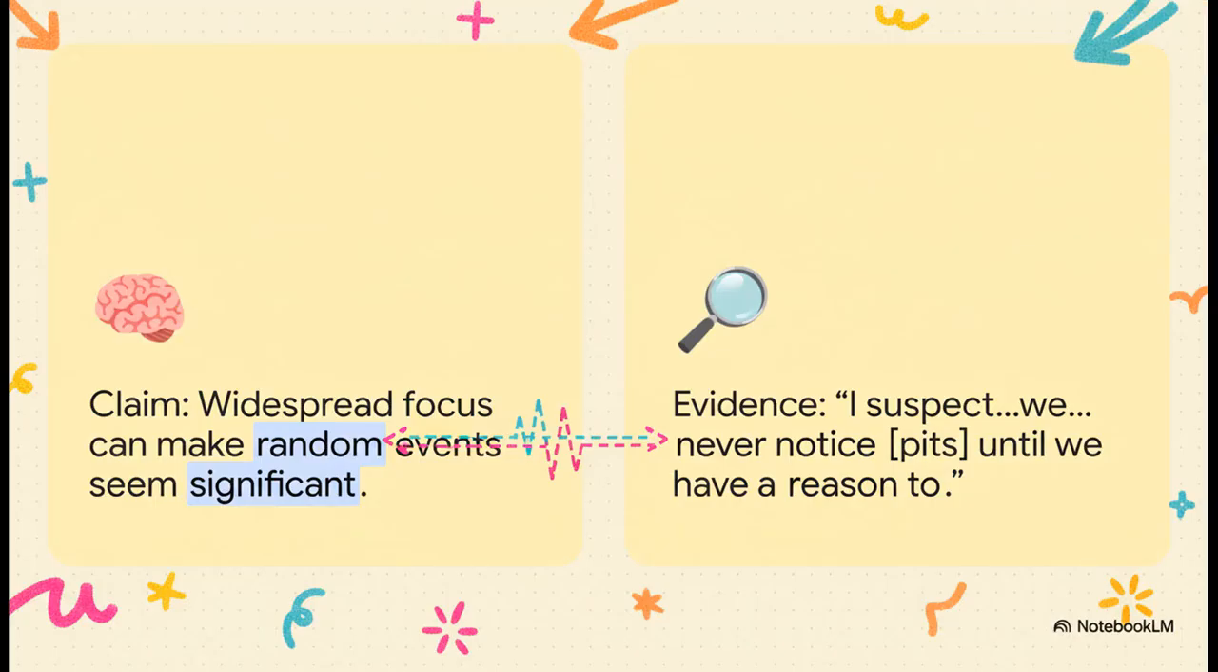And this slide shows you exactly what that connection looks like. On the left, you've got the claim, the idea that paying attention to something makes you notice it more. And on the right, the direct proof from the text. We never notice them until we have a reason to. See that? It's a direct one-to-one link. That's what you're hunting for.